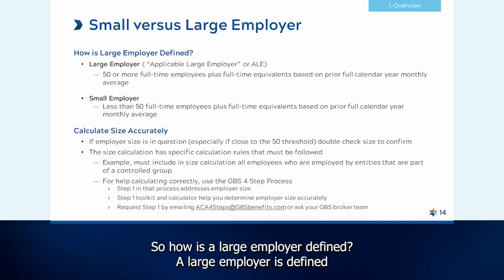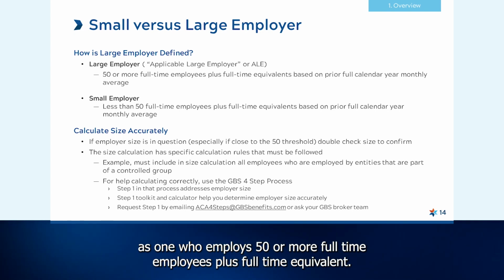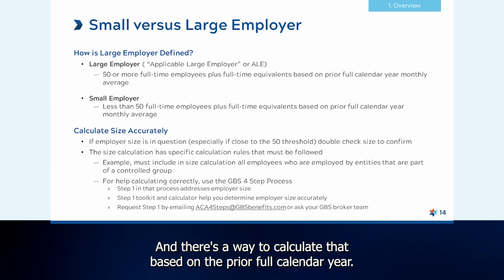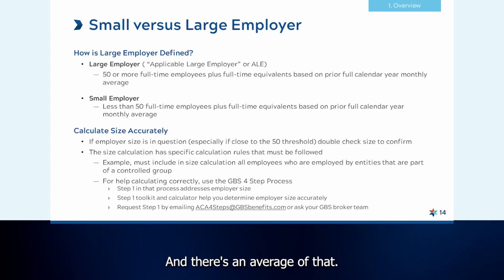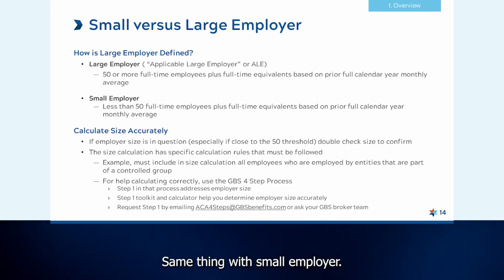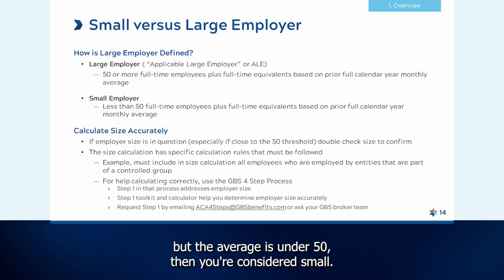So how is a large employer defined? A large employer is defined as one who employs 50 or more full-time employees plus full-time equivalents, and there's a way to calculate that based on the prior full calendar year. And there's an average of that. And remember, it's the prior full calendar year. Same thing with small employer. If you do the same calculation, but the average is under 50, then you're considered small.